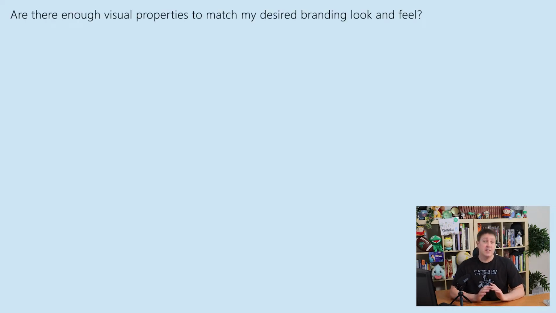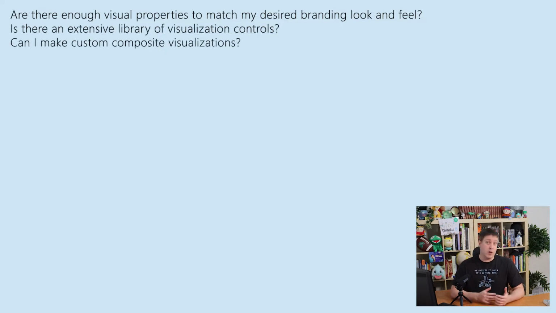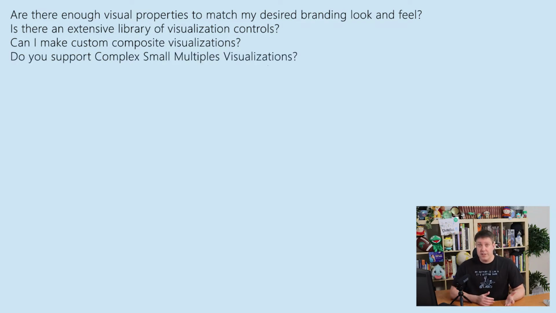Now, to evaluate for flexibility, there's really only one thing you can do, and that is to get into the details. How about a checklist that can help you test for flexibility? Here are some questions that I'd be asking to really test and gauge the flexibility of different areas of a BI application. Now, are there enough visual properties to match any desired branding, look, and feel? Is there an extensive library of data visualization controls? Can I make custom components or composite visualization controls? Do you support complex small multiple visualizations?